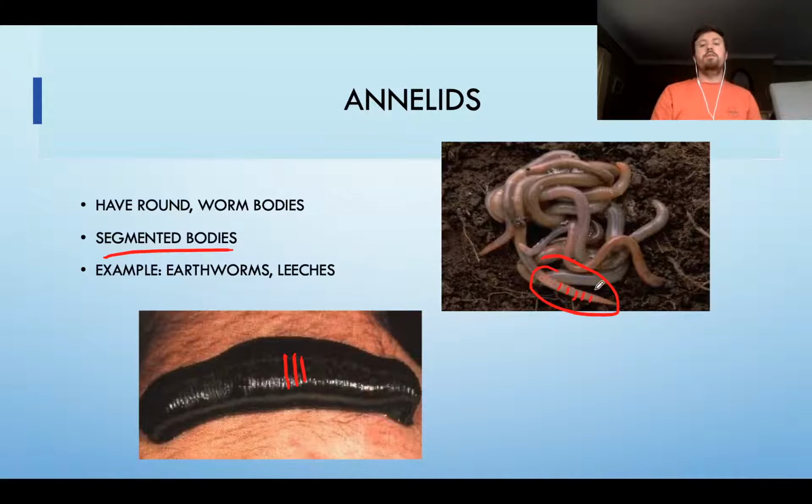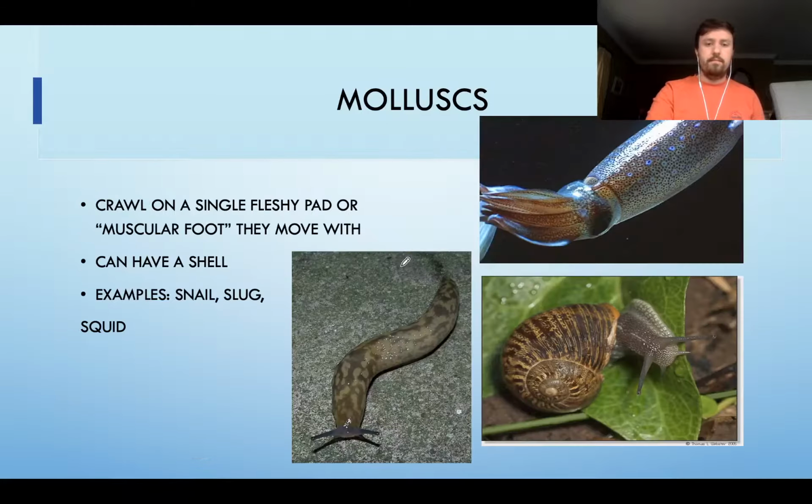If you were actually to take a worm and cut it in half, it would still survive because it has multiple organs running through its body. Repeating organs, actually. It has a couple hearts, a couple stomachs, all these things to keep it alive, even if it gets cut in half. And like I said, examples of these are leeches, like in this bottom picture, or earthworms, like we have over here. So those are annelids.